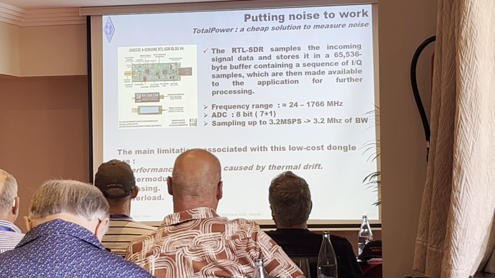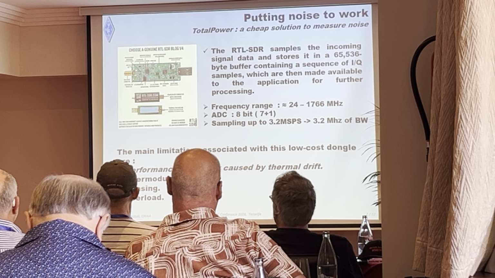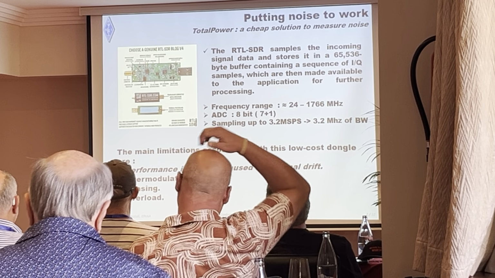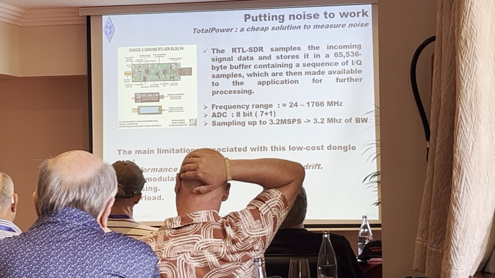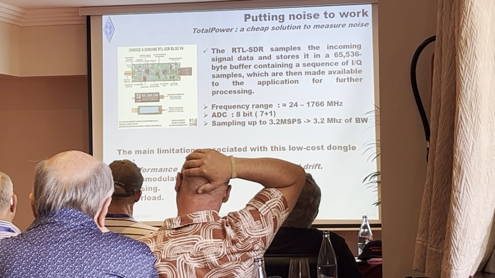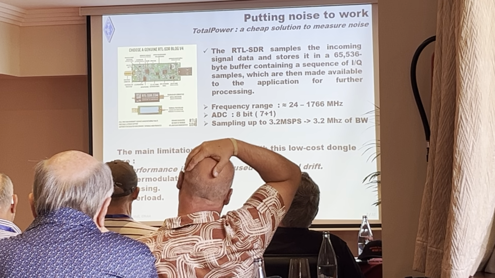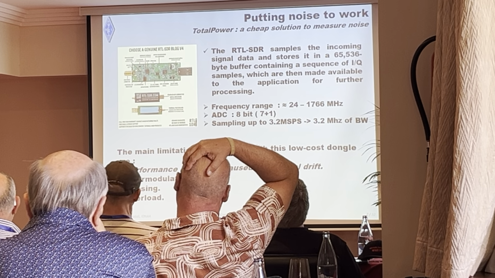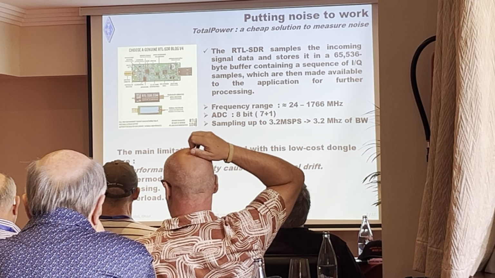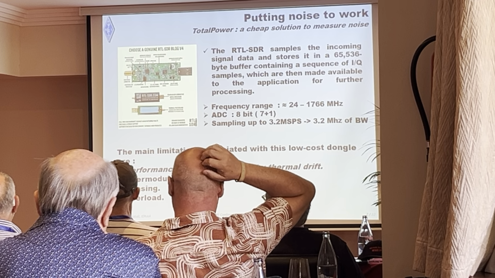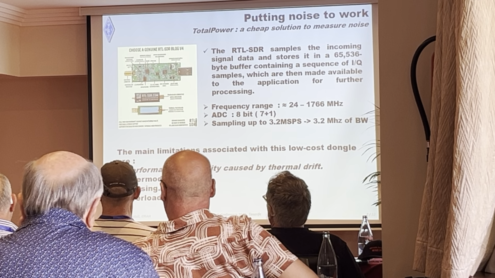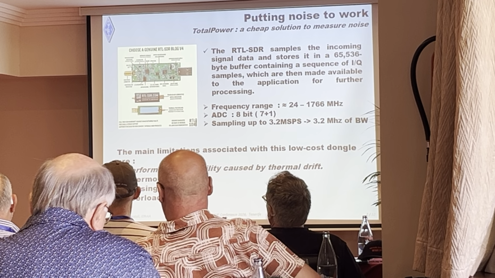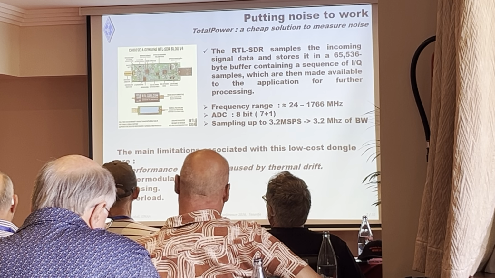What is the dongle? The dongle is an SDR, a very, very basic SDR, 8-bit, actually 7+1, because 1 bit is used for the sign. It's a very wide range between 24 megahertz and 1.7 gigahertz. And the sampling rate is up to 3.2 million samples per second, that is equivalent to 3.2 megahertz of bandwidth. And we are not violating Nyquist because Nyquist says that if you sample at a given frequency, you should have half of the bandwidth. But in this case, like in all the SDRs, whenever we sample, we have two data, I and Q. So the sample rate is equivalent to the bandwidth.